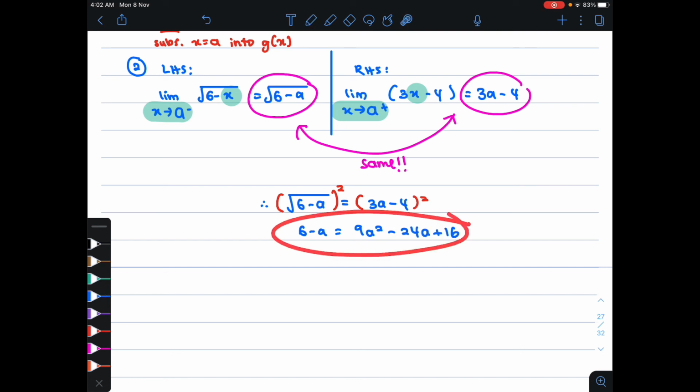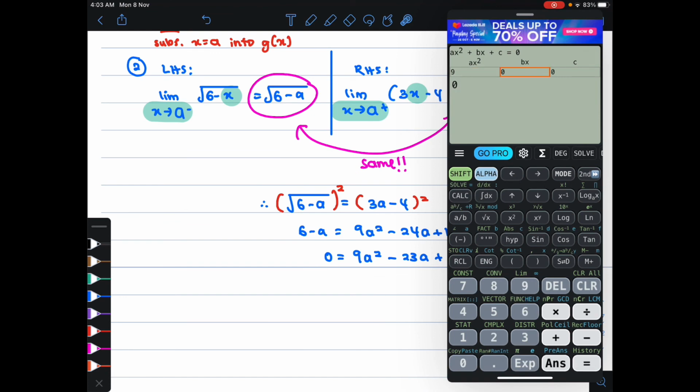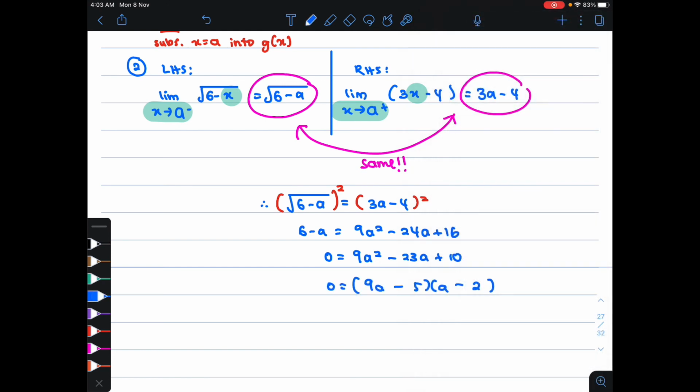And you can see that this is quadratic. Rearrange so that one side is 0. Bring 6 minus a to the right hand side, and we will get 0 equal to 9a squared minus 23a plus 10. So use your calculator. A is 9, B is negative 23, and C is 10. And hence the answer is 5/9 and 2. So 0 is (9a minus 5) times (a minus 2). And by solving, you'll get a equal to 5 over 9 or a equal to 2.